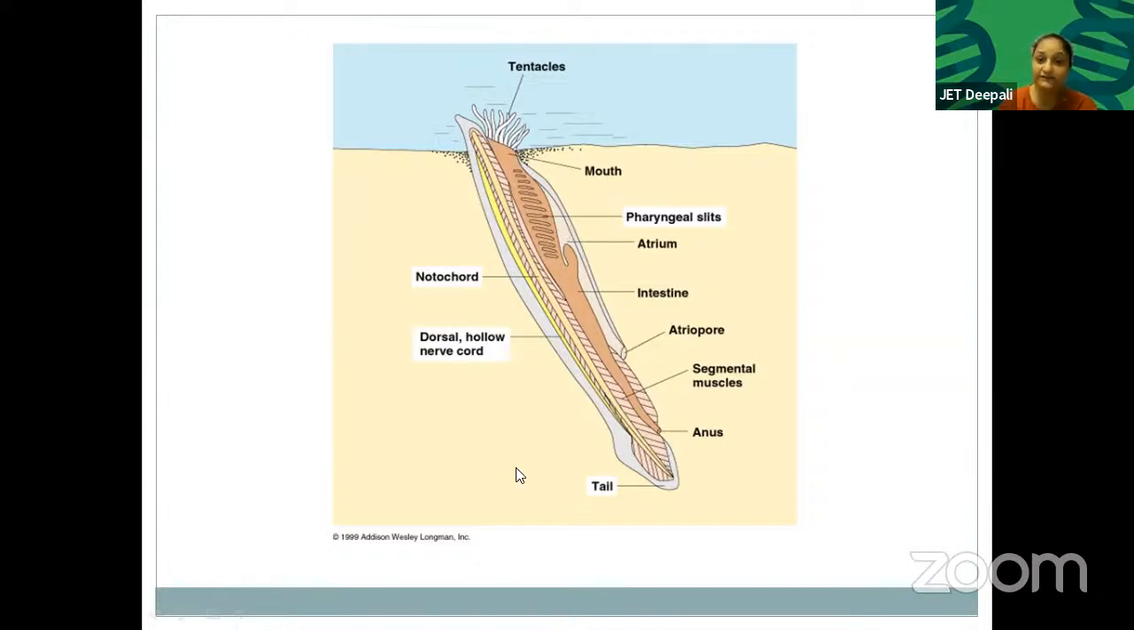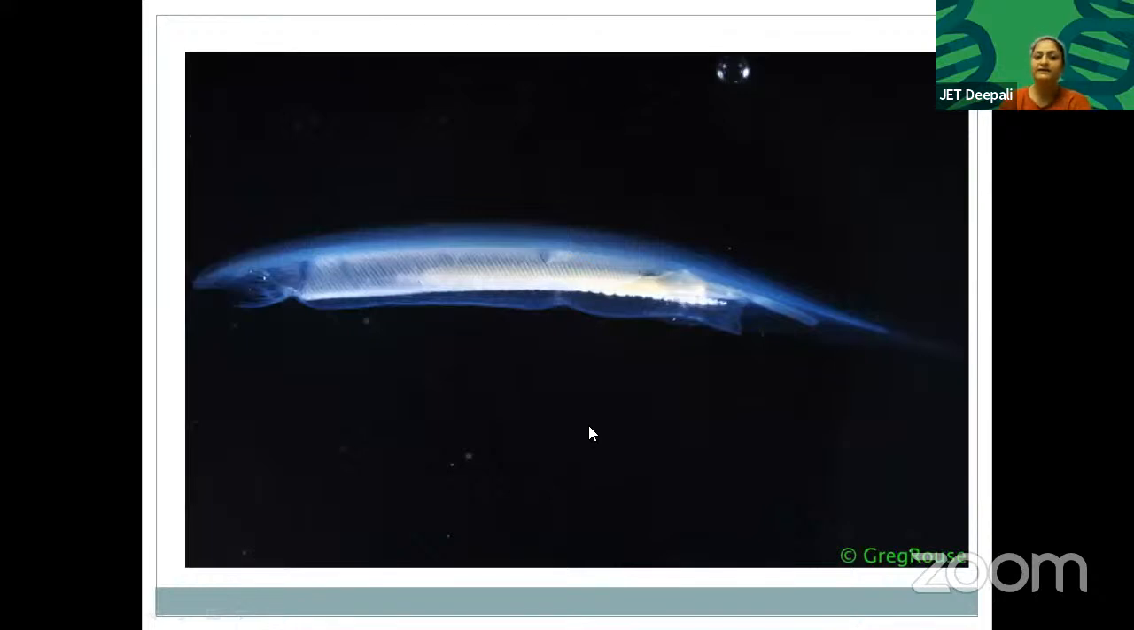And you can see these are fossorial, residing inside a burrow. They show bioluminescence. This is the diagram of Asymmetron. You can see muscles are arranged laterally and dorsally, and pharyngeal gill slits are there, and tentacles are there, and this is the tail.